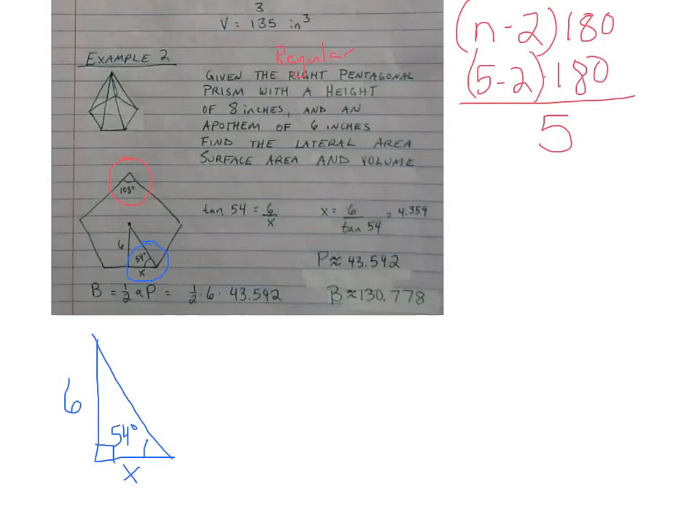inches. We can also find the area of this pentagon because the area is 1/2 apothem times perimeter. So 1/2 times 6 times 43.592. So in that operation we found both the base perimeter and the base area. And we need those to find the surface area and volume of the pyramid.